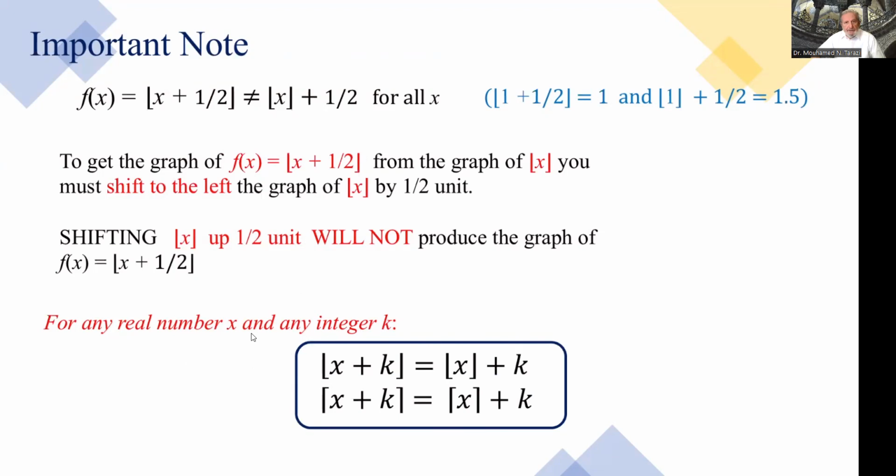For any real number x and any integer k, the floor function of x plus k is equal to the floor function of x, plus k. That's, you can get k outside. And here you can also get k outside. And this is not always the case. It will not work if this one is not an integer.